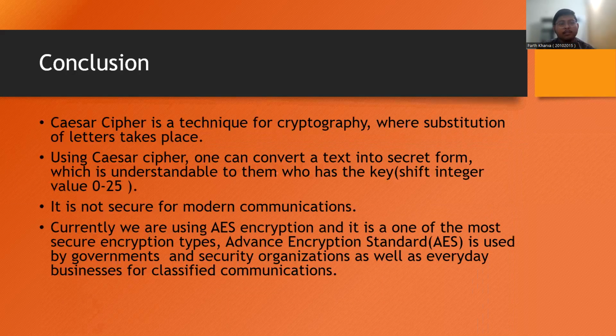So to conclude, Caesar cipher is a technique for cryptography where substitution of letters takes place. Using a Caesar cipher, one can convert a text into a secret form, which is understandable to those who have the key. It is not secure for modern communication. Currently, we are using the AES encryption technique. It is one of the most secure types.